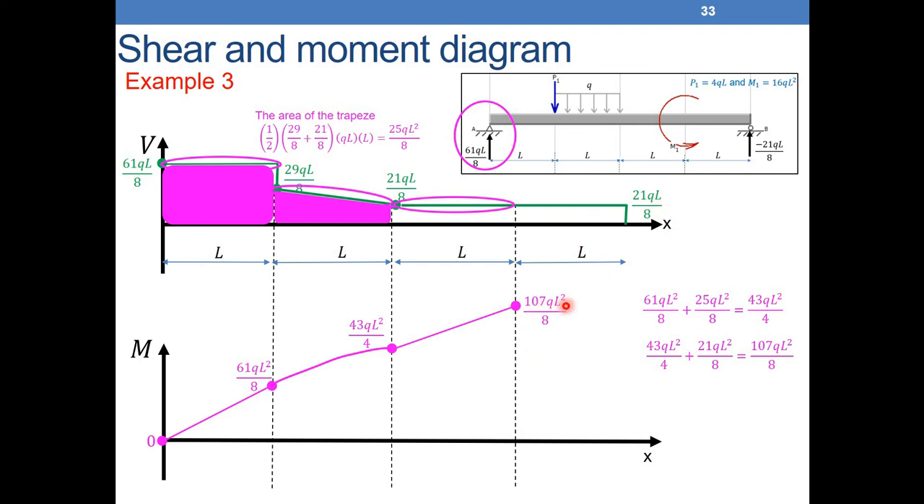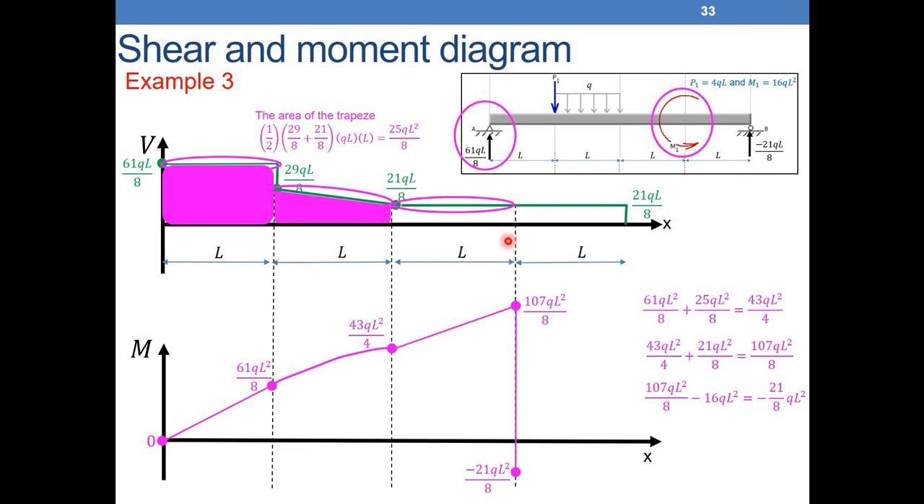We'll go from my 107QL² over 8 minus 16QL², the value of M1. So we need to subtract 16QL² from the 107QL² over 8. So 107QL² over 8 minus 16QL² will give me minus 21QL² over 8. So I have this jump here. I need to pay attention. Normally, if I don't have any moment, it will continue the curve. But because I have this moment here, I need to stop and go down by the value of the moment, if the moment is counterclockwise.